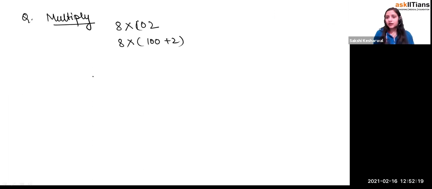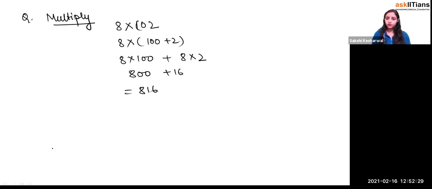Yes or no? Now apply the distributive property. So it will be what? 8 into 100 plus 8 into 2, yes or no? So this is what, beta? 800 plus 16, which is equal to what? 816. Yes or no? This is the distributive property. This is the usage, right? So there will be lots of usage of distributive properties.